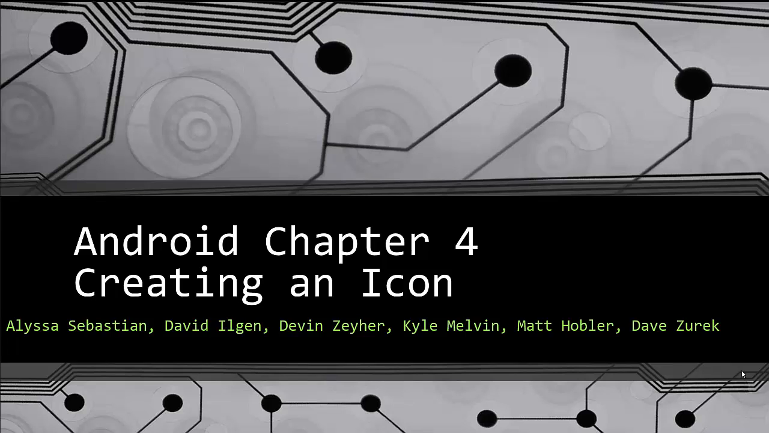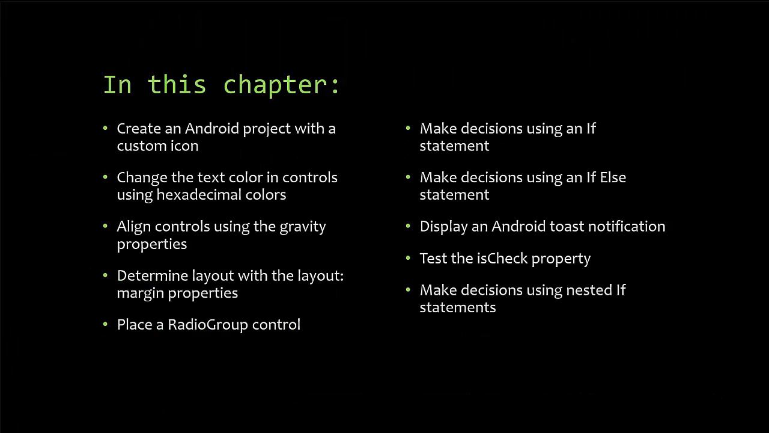Today we're going to show you how to create a banana icon and radio buttons using a weight conversion Android application. Let's get started. In this chapter, we are going to be going over stuff that we already know, like if and else statements, but we will also be learning new things like creating an Android project with a custom icon, displaying an Android toast notification, placing a radio group control, plus much more.